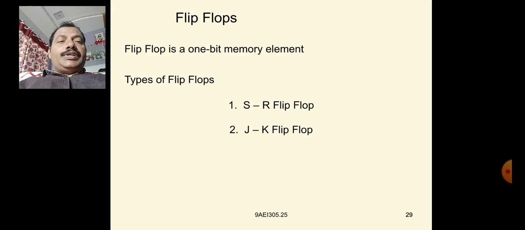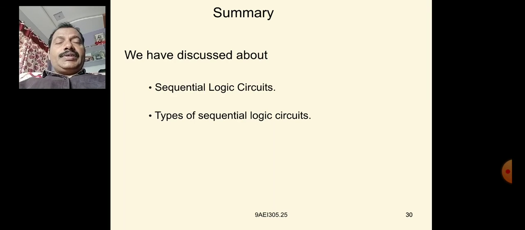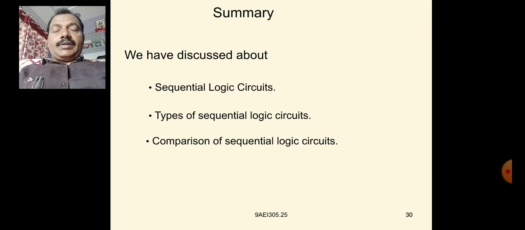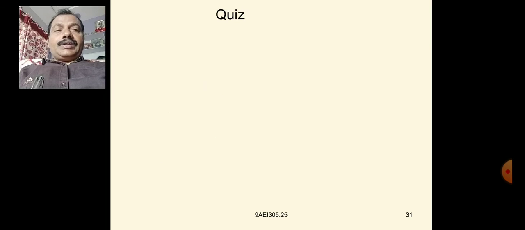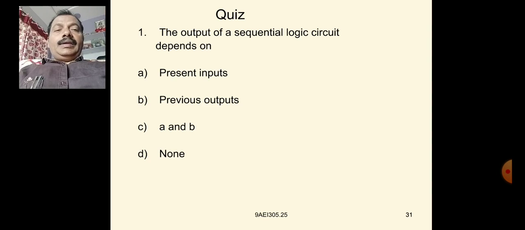We are going to discuss these flip-flops in the next classes, and with this we have discussed the introduction to sequential logic circuits and types of sequential logic circuits. We have discussed NAND and NOR latches, compared asynchronous and synchronous sequential circuits, and discussed edge triggering and level triggering circuits also. The output of a sequential logic circuit depends on present inputs, previous outputs, A and B.